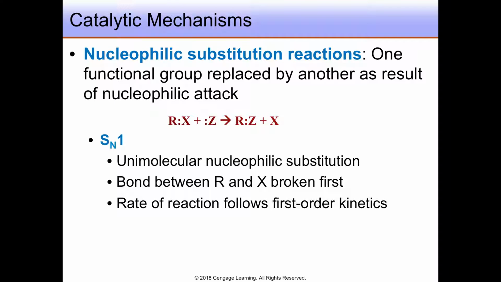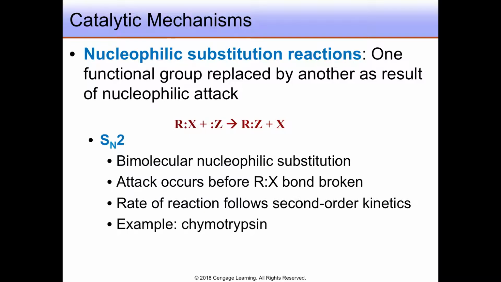These reactions occur when one functional group is replaced by another as a result of nucleophilic attack, as outlined in the figure below. In this example, the functional group X is replaced by group Z. An SN1 reaction is substitution nucleophilic unimolecular. That is to say, the bond between X and R is broken first before the Z group is added. It follows first-order kinetics because it involves one molecule at a time.